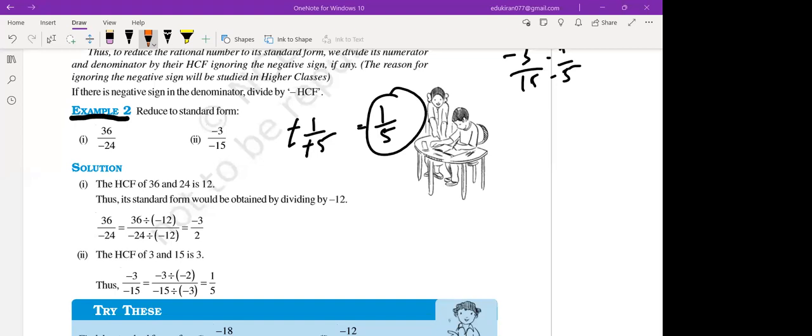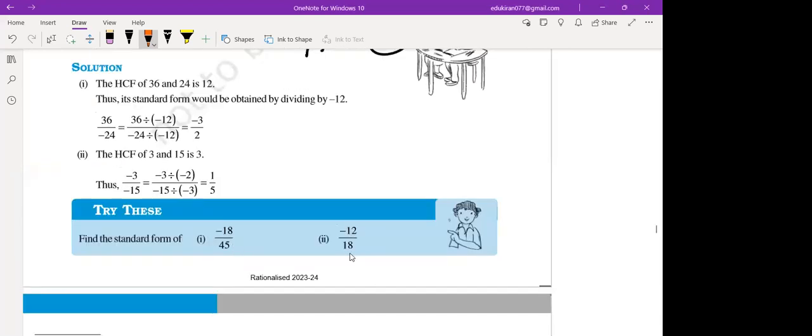Done? Now, if you are done, you will do this one. Next one. Minus 18 and 45, and minus 12 and 18.